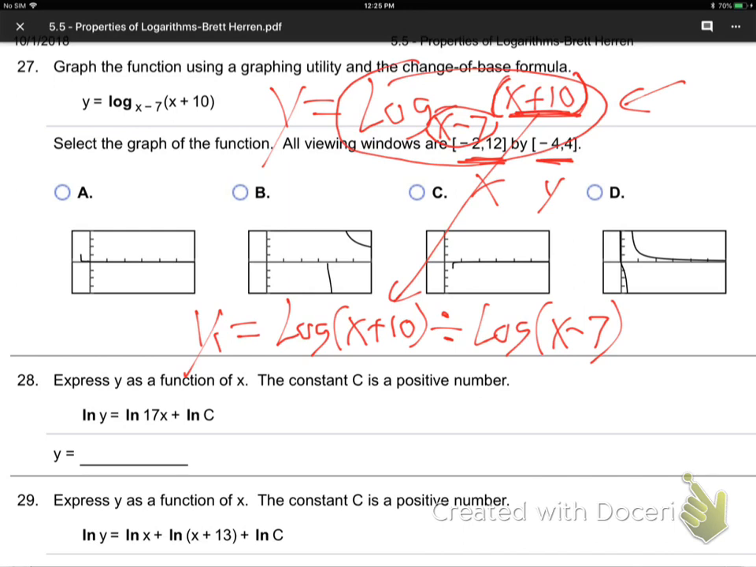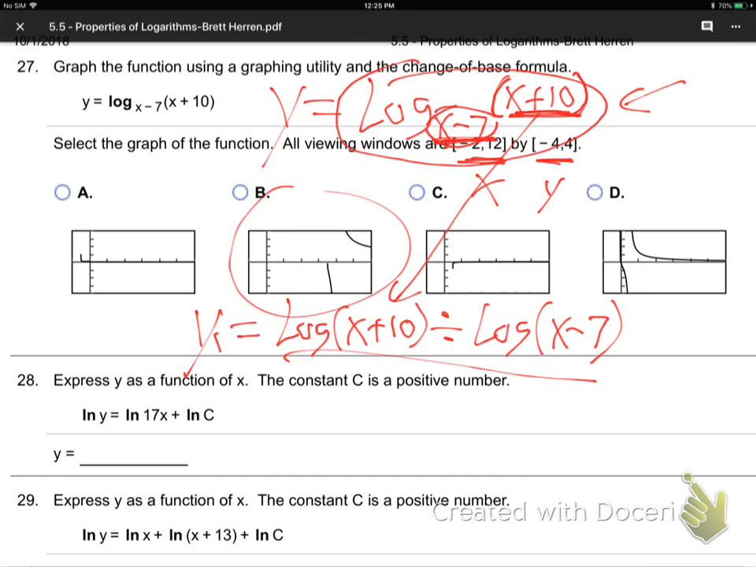There's no way to put in a different base than 10 or e on most calculators. There's a couple of special ones that do some fancy stuff, but on most calculators there's no way to put in a base other than 10 or e. Does that make sense? I can't put in a base of x minus 7. So you have to do it this way. Then you just graph it.